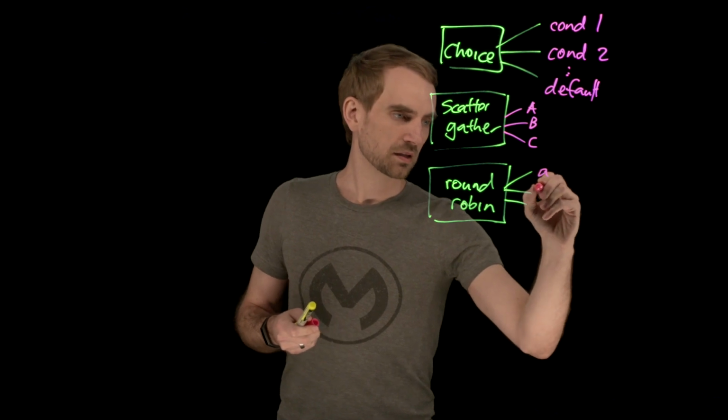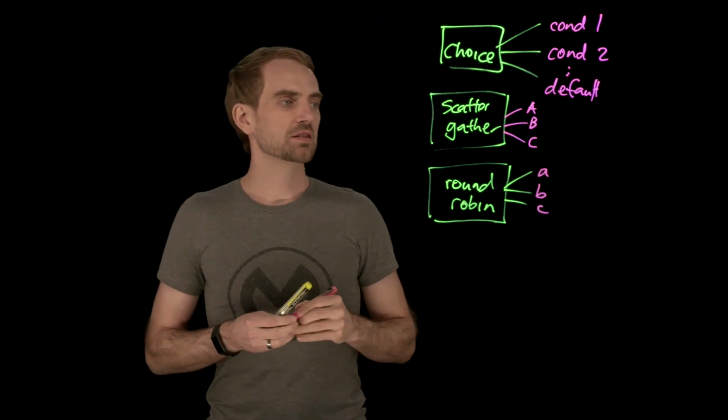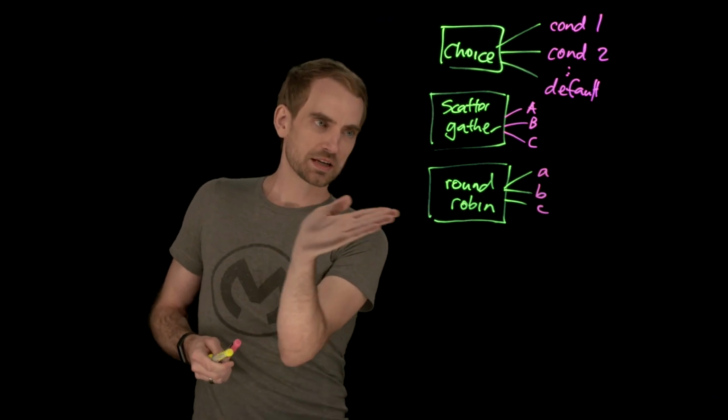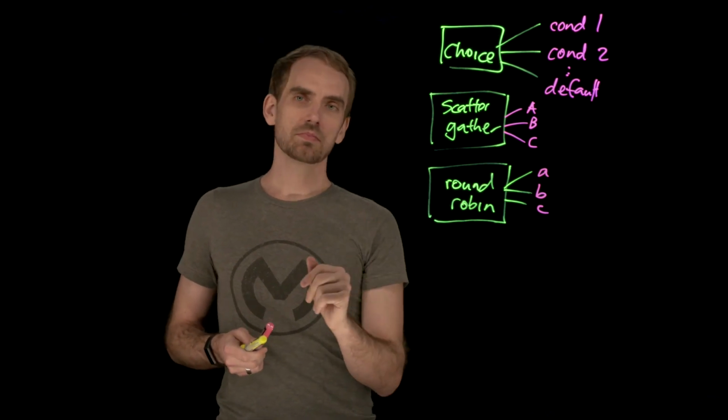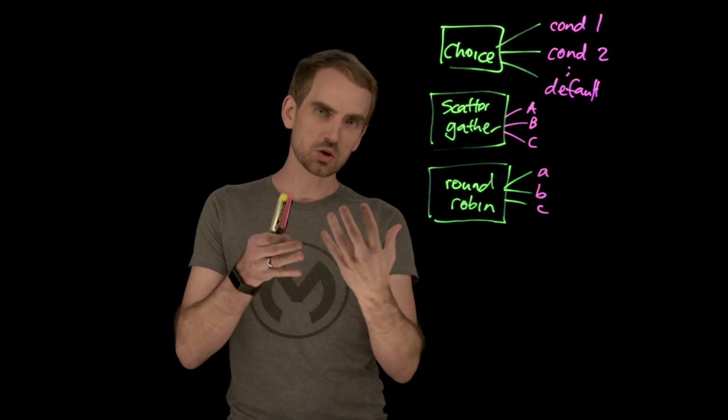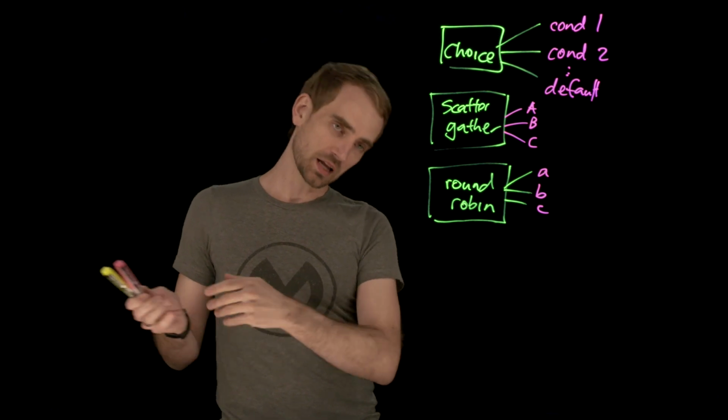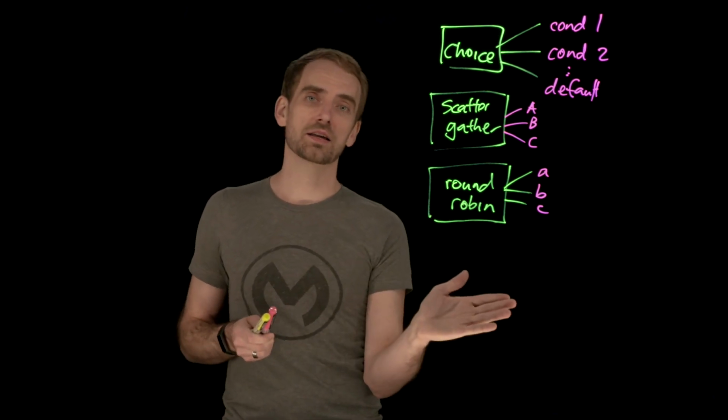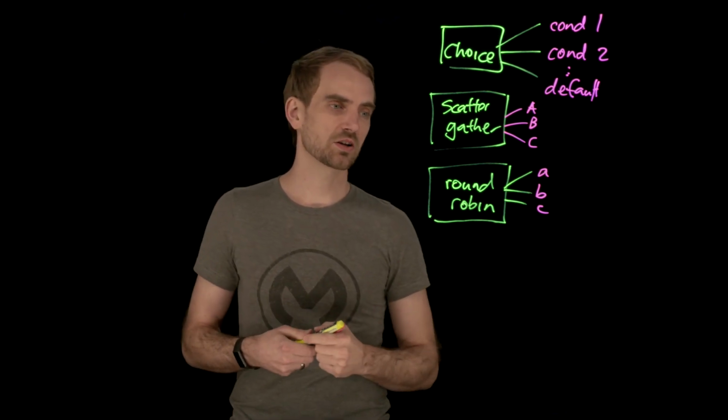So you could have A, B, and C. And it will, when the first request comes in, go down path A. And then when another request comes in, new event, goes down path B. And then when another one comes in, goes down path C, and then it loops back to the top.